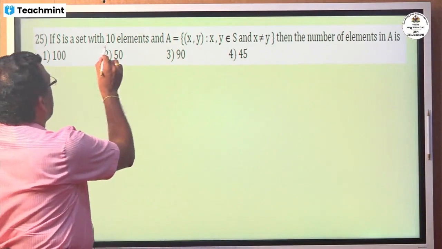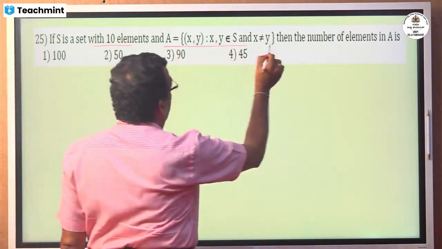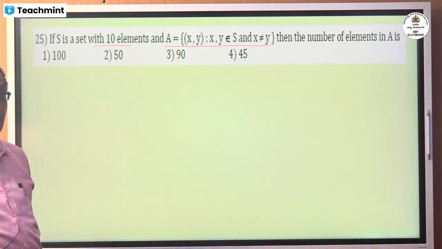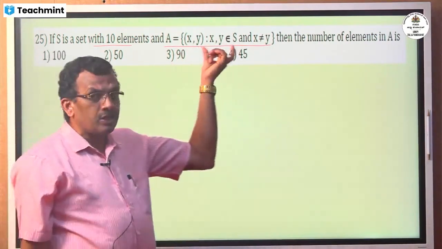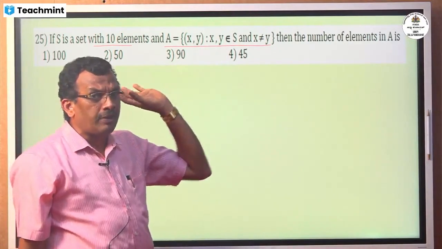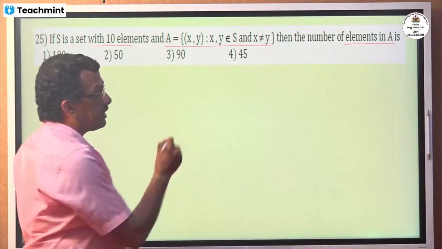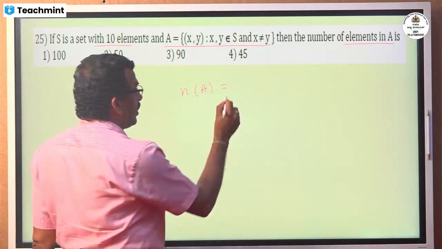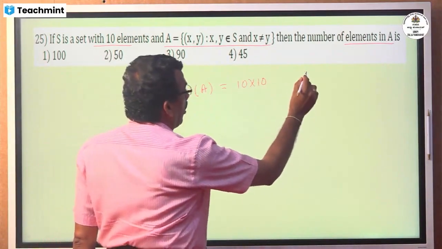If S is a set with 10 elements, S has 10 elements. A is a set of the form (x, y) such that x, y belong to S and x is not equal to y. x is not equal to y means you cannot see the reflexive property here. There is no reflexive property here, I have to remove the reflexive pairs. Then the number of elements in A is, actually it is 100 when all are taken.